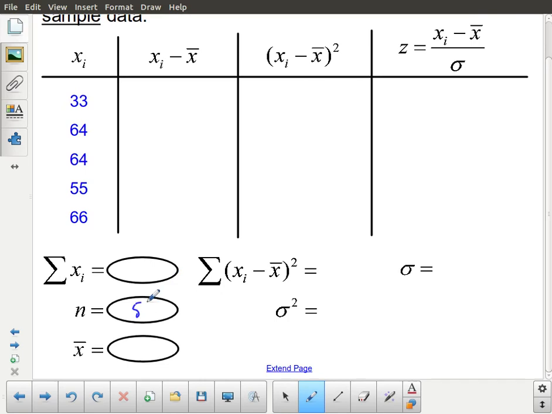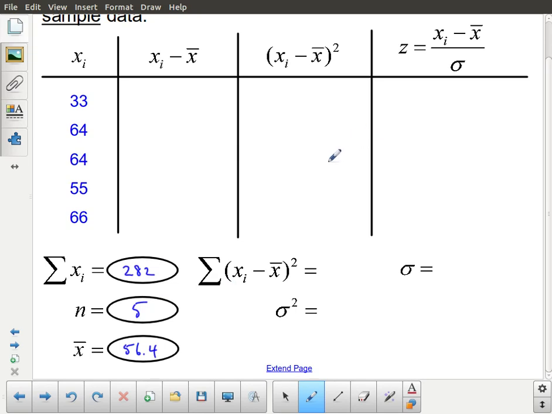This is a particularly easy one to fill in. There are 5 data points, 1, 2, 3, 4, 5. In order to figure out the arithmetic mean, I actually need to know the sum of these values. So I have a calculator handy. 33 plus 64 plus 64 plus 55 plus 66. I add all of those up. This is my summation notation. The summation of all the x values is 282. And so the mean, I divide 282 by 5, and I end up with 56.4. And that ends up being my arithmetic mean.